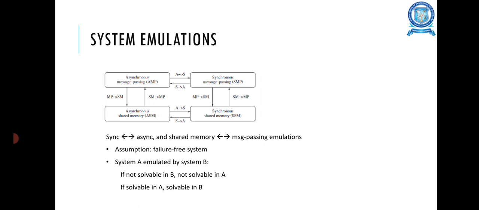The next one is system emulations. Here the asynchronous message passing and synchronous message passing systems, then asynchronous shared memory and synchronous shared memory are present. That A tends to S. That means the asynchronous and synchronous emulations are performed, and the messages are passed over the particular message passing system. Here the assumption is a failure free system. If system A is emulated by system B, and a problem is not solvable in B, then it is not solvable in A. Suppose it is solvable in A, then that is also solvable in B.